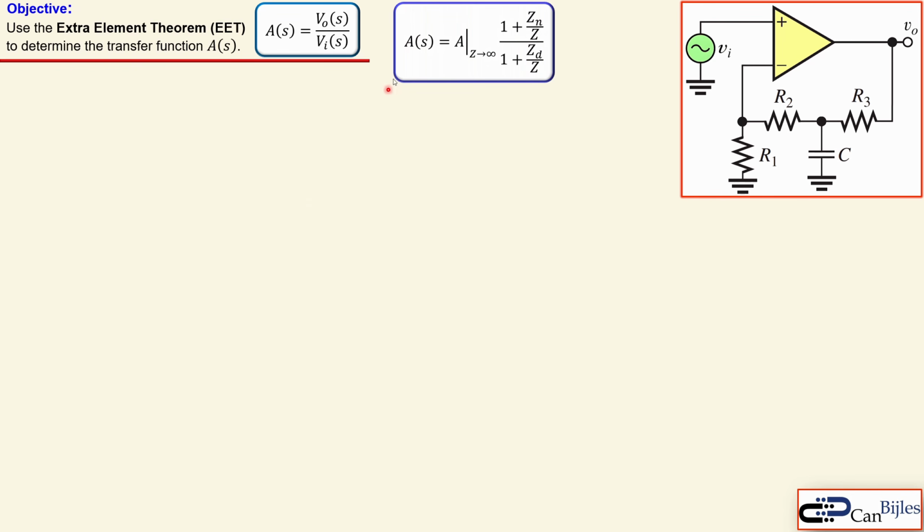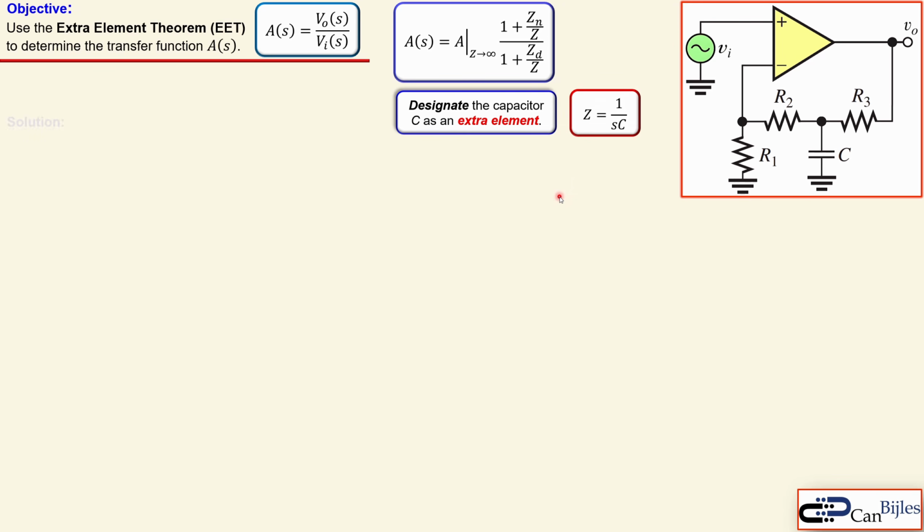Again, we start first with the definition or the expression of the gain using the extra element theorem. You see here a couple of parameters. First one is the gain defined for Z equal to infinity, or approaching infinity. That is the Z, which is our extra element we will designate shortly. The next one is the Zn, which is our nulling impedance. Zd is our driving point impedance, and Z is our extra element as said before. In this case, we will designate our capacitor, C here, as our extra element. And now the impedance of that one in the Laplace domain, Z, is then 1 over sC.